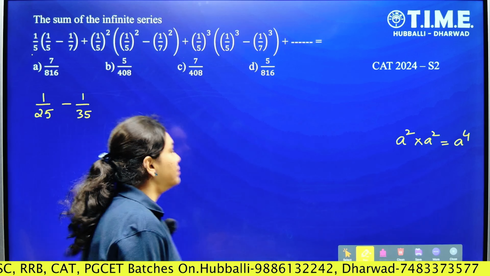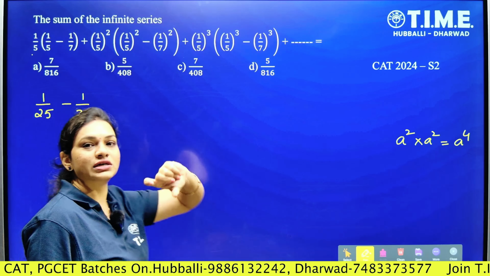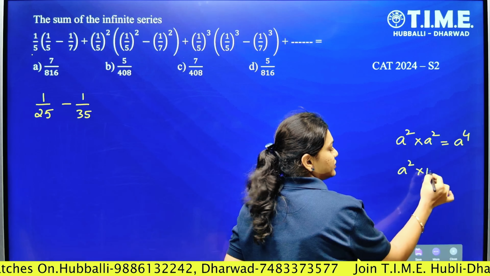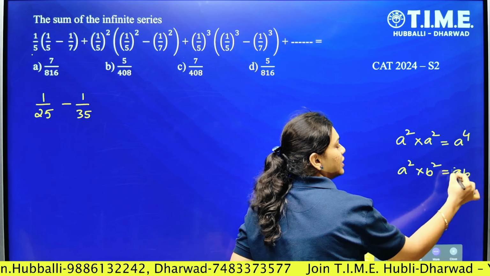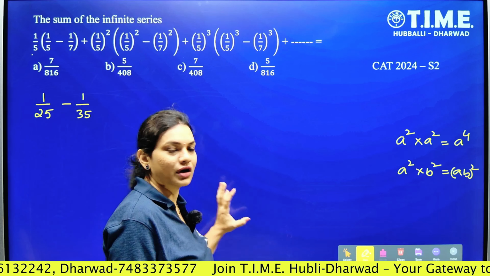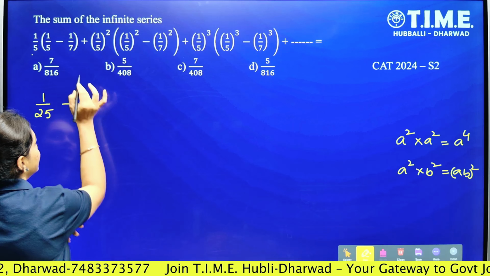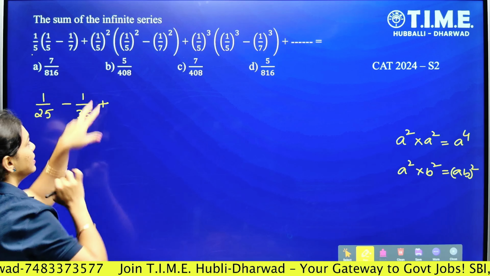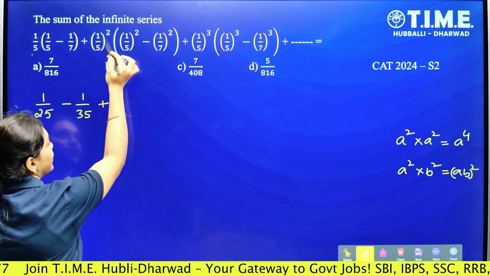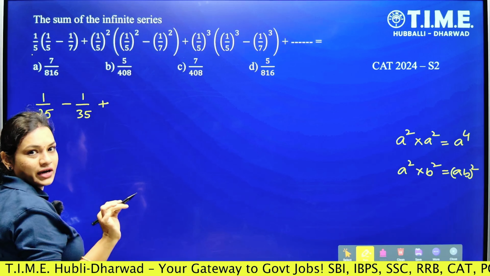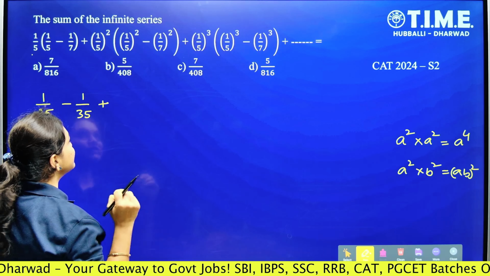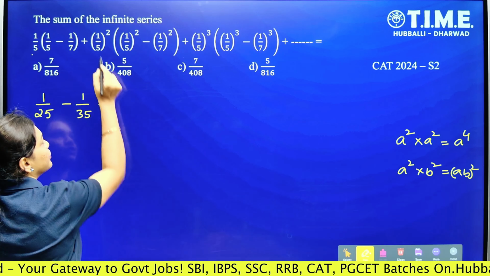Is this clear? But when we consider 1 upon 7, it is a into b, so we will have a square into b square. Again, it is a into b whole square. Only these two rules are used, nothing more than that. Now simplify here. The second term will get multiplied. 1 square is 1 itself, 5 square is 25, right? So this term I can take as 1 upon 25. Yes, so it is 1 upon 25 into 25.